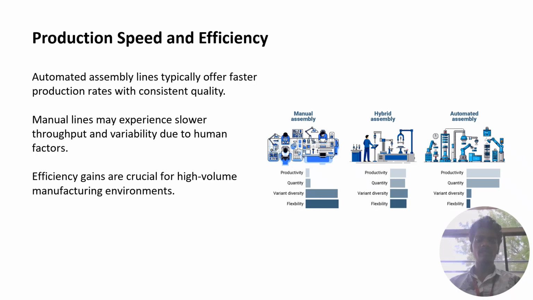Production speed and efficiency. Automated assembly lines typically offer faster production with consistent quality. Manual lines may experience lower throughput and variability due to human factors. Efficiency gains are greater in high volume manufacturing environments. The diagram shows the production speed and efficiency.